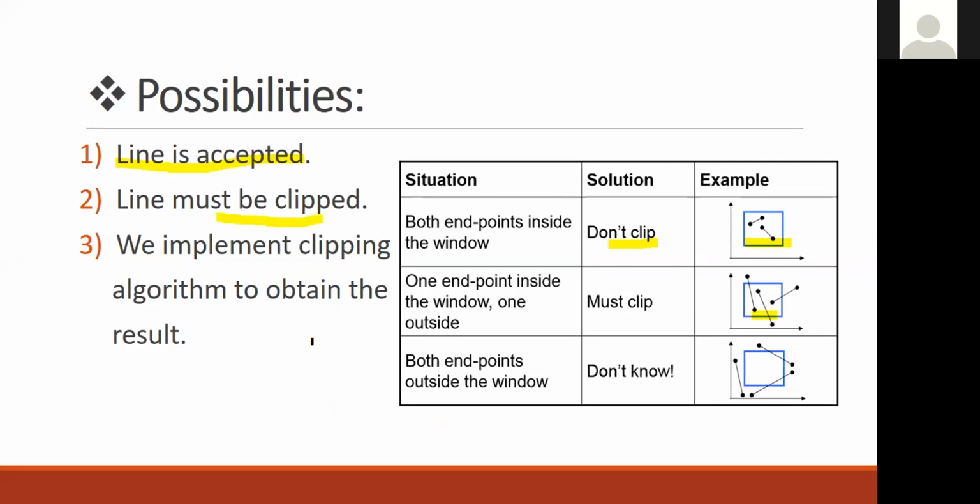But the third one is a bit complex. That is, we don't know what we have to do. Both the endpoints lie outside, and we don't know whether the line would be completely rejected or partially accepted. So we have to apply our clipping algorithm to obtain the result.